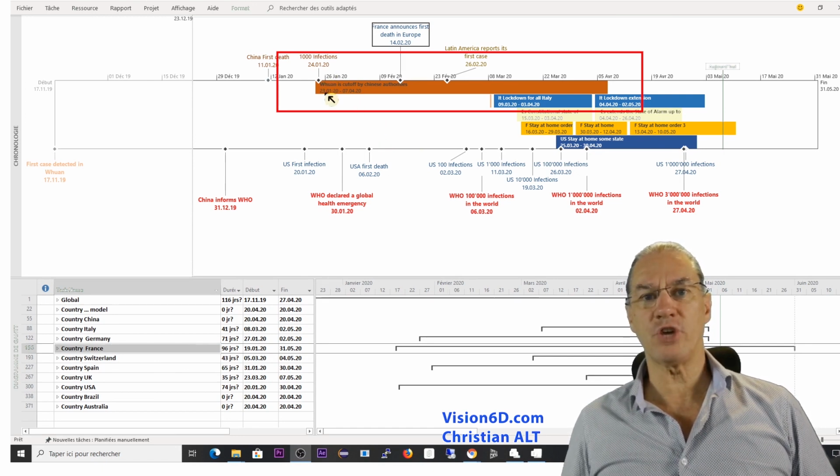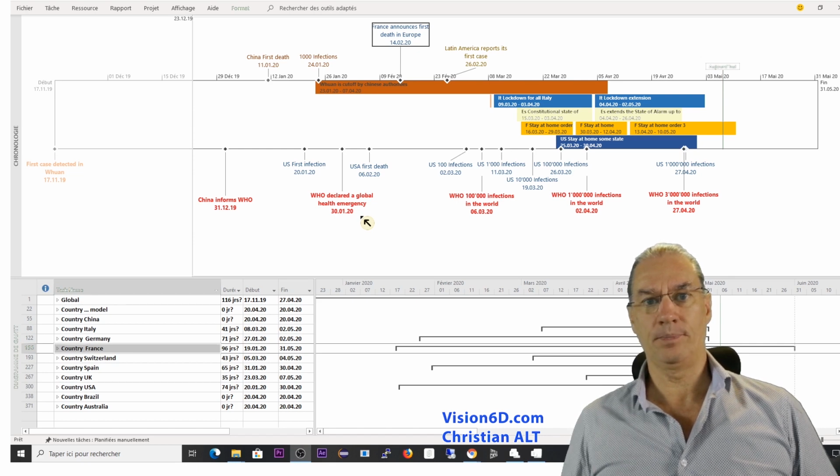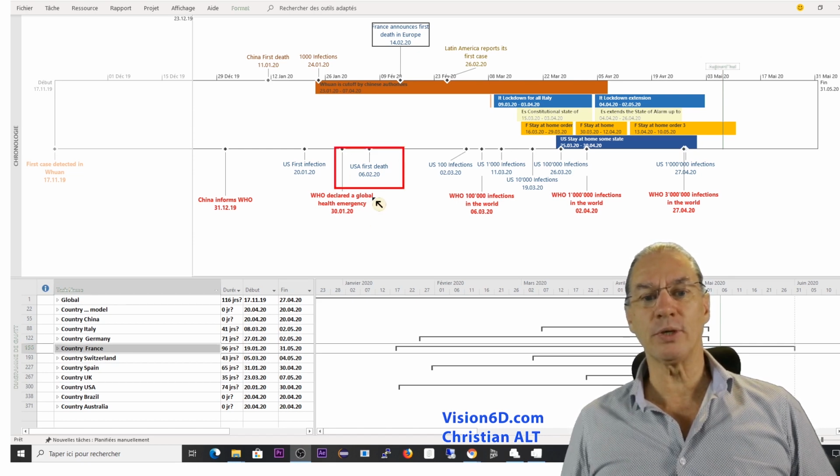By the 24th January, there were already 1,000 people infected there. So the authorities decided to lock down the Hubei region and the city of Wuhan. By the 30th January, WHO declared this as a health emergency. And you see something that is really interesting.